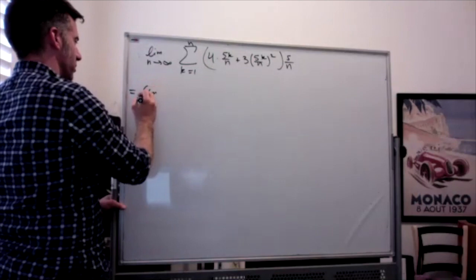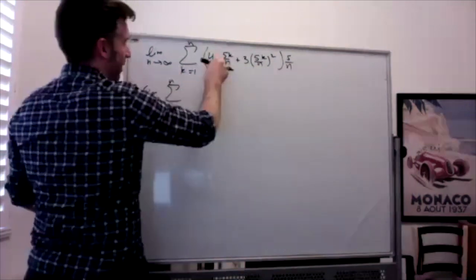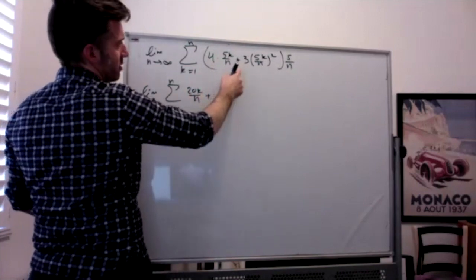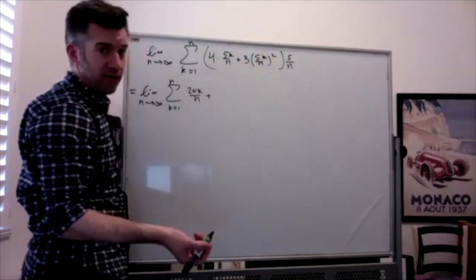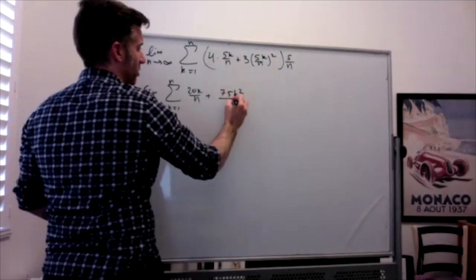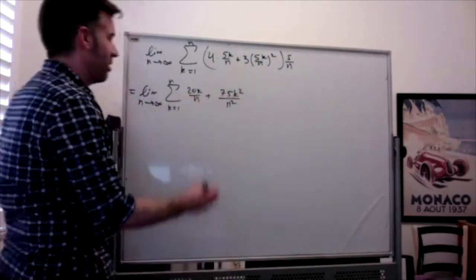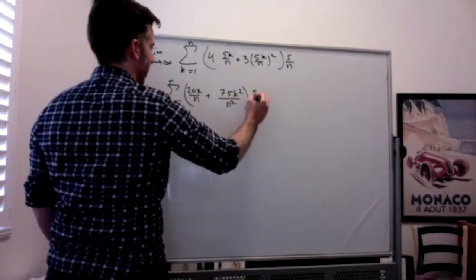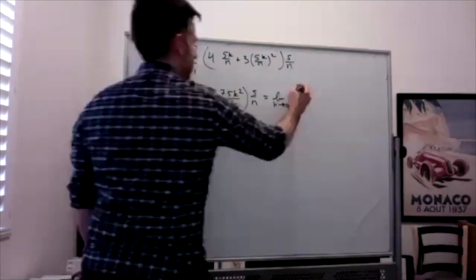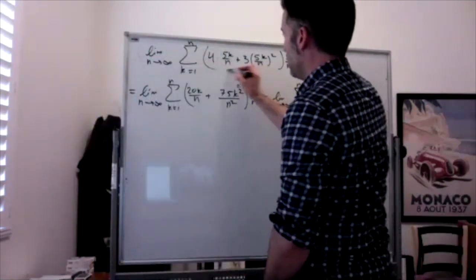So let's do two things at once. 4 times 5k over n is 20k over n. 5k squared is 25k squared, times 3 is 75k squared over n squared. So I squared this and got 25k squared over n squared, then multiplied by 3, so 75k squared over n squared. And then I multiplied all of that by 5 over n. That's going to be the limit, as n goes to infinity, of the sum from k equals 1 to n. So now I'm going to distribute this 5 over n to each of those terms.